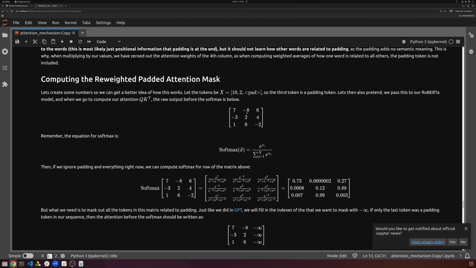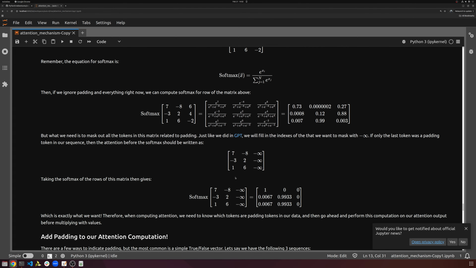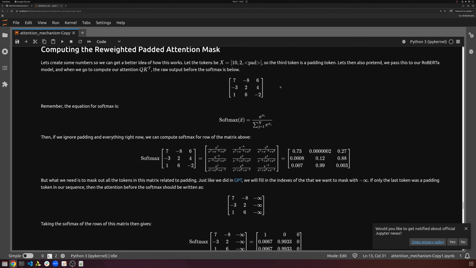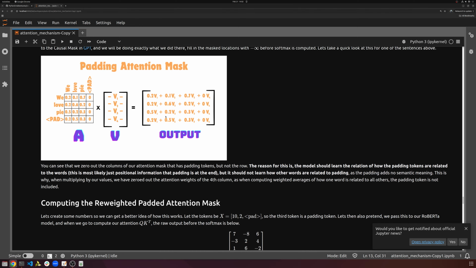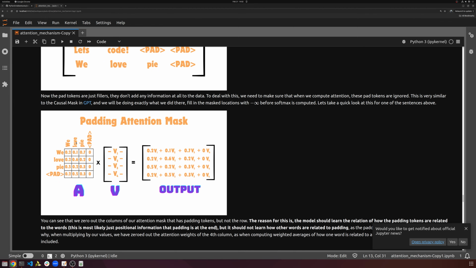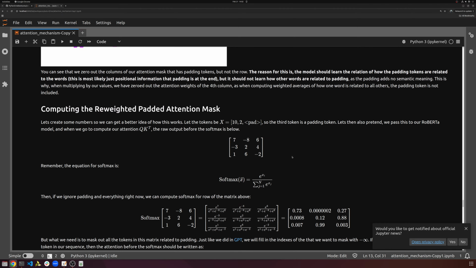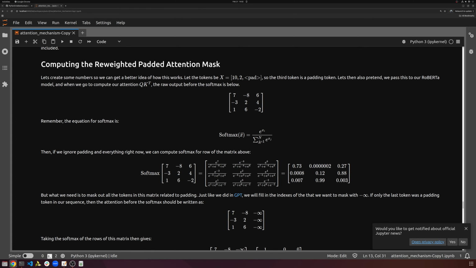The thing is that when I multiply my QK transpose by my V, I have this extra pad token. So I will fall into the trap of learning how we is related to the pad token, how love is related to the pad token. No, we want to zero these out. So we want to zero out this column. But we also want to make sure these probabilities add up to 1. You could do it separately, or we can do it in one shot. The trick is just doing softmax.